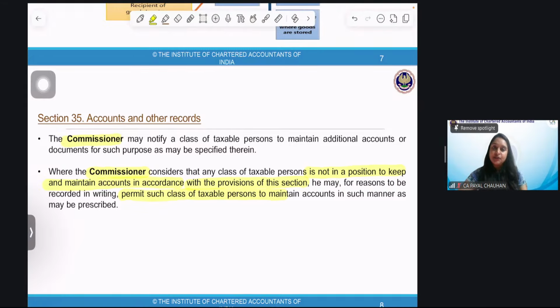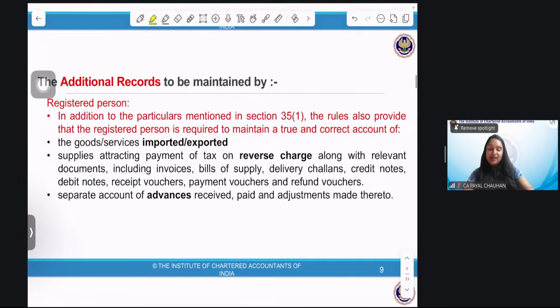Did you people understand? So if I give you an MCQ, Harsh, I need to explain the second point. I'll just read it. If I'm a commissioner and I feel you are not in a position to maintain the books of account as per the section and rules, I can give you an exemption. You are not required to maintain such and such books of accounts or the other records which are required. Right? Now understood? I'm waiting for your response. Perfect, Hannah.